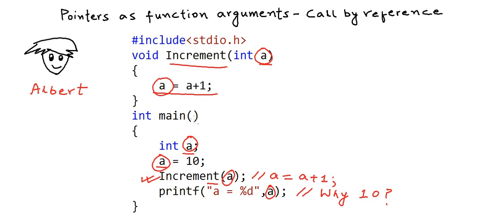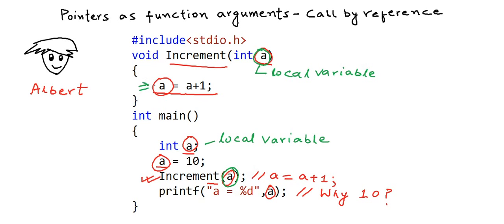Now what Albert does not understand well, or what he probably forgot, is that whenever we declare a variable inside a function, we call that variable a local variable, because just using the variable name, we can access that variable only inside the same function in which we have declared it. So this a in the function increment and this a in the function main are actually not the same a. The a in the function increment is another a. When main calls the method increment and passes this a as argument to the function, only the value of a is copied to this another a, which is another variable local to the increment function.